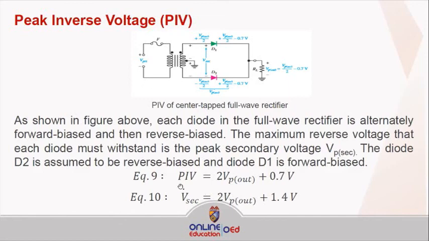And then magiging formula natin ng peak inverse voltage that will be equal to 2 VP out plus 0.7 na barrier potential. Then this will also equal to, naging multiply kasi yung 0.7 naging twice kaya doon sa secondary, naging twice siya. That is 0.7 times 2. Kaya naging 1.4 yung constant dito. Kaya equation 10, that will be secondary voltage will be equal to 2 VP output voltage plus 1.4 volts.